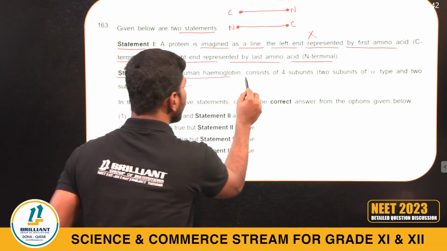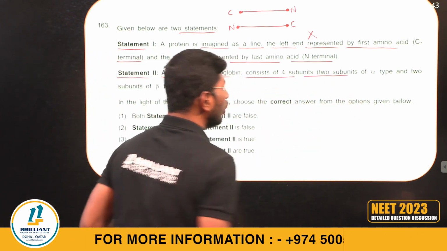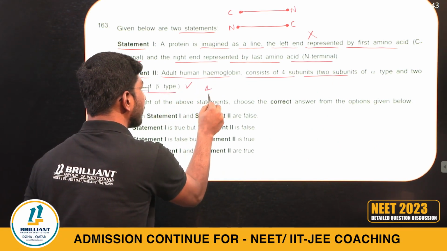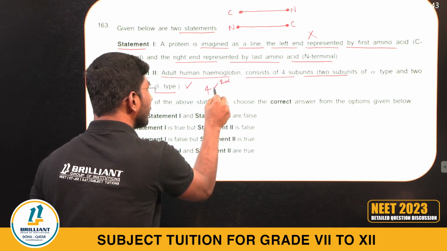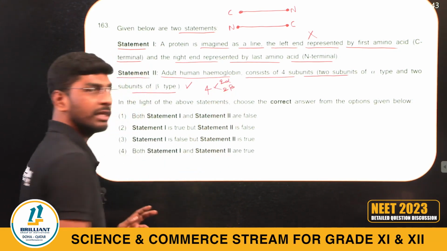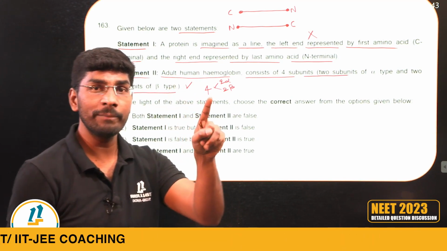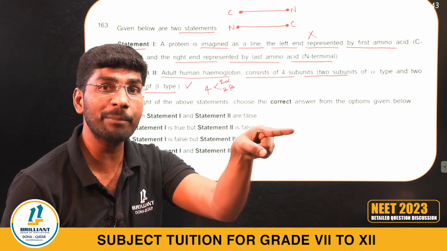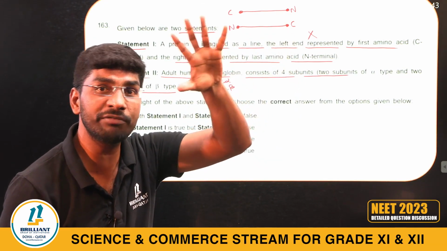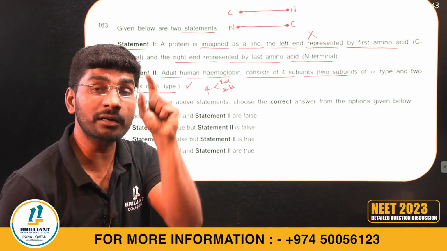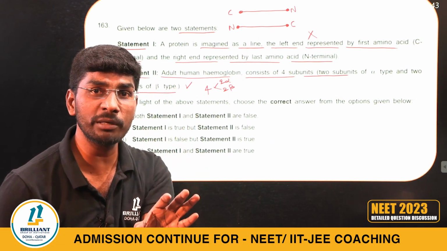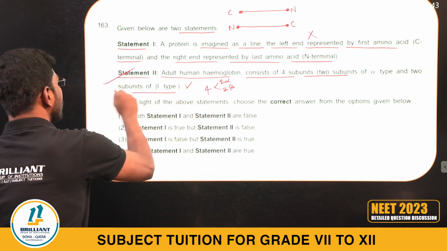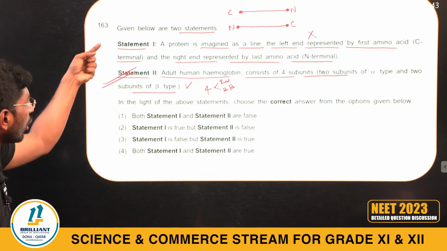Statement 2: Adult human hemoglobin consists of 4 subunits, 2 subunits of alpha and 2 subunits of beta. Absolutely correct. 4 polypeptide chains are there, 2 alpha and 2 beta in the hemoglobin. If you recall the Principles of Inheritance and Variation chapter, sickle cell anemia, the 6th amino acid of the beta polypeptide chain, we discussed. Do you remember? So statement 1 is wrong, statement 2 is correct.